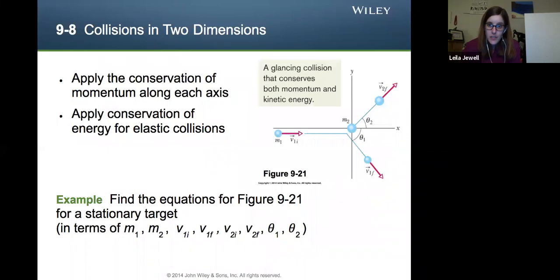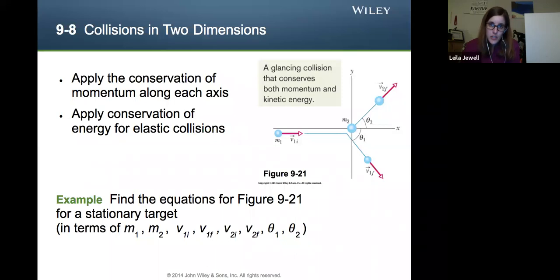Okay, so here we have an elastic collision. It says it's a glancing collision that conserves both momentum and kinetic energy, so it must be elastic, right? We have a projectile that comes in to hit a stationary target, and now they bounce off at an angle relative to each other. What we're going to do is apply the conservation of momentum along each axis, x and y, and then apply the conservation of energy for elastic collisions. Remembering energy does not care about directions.